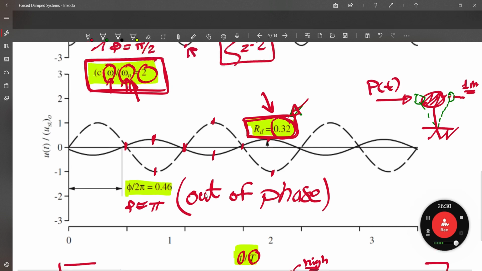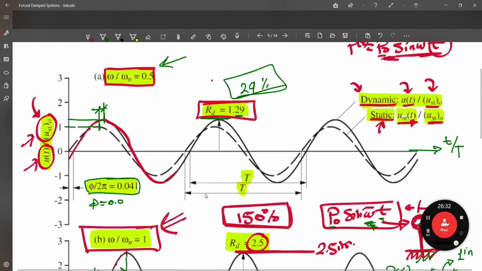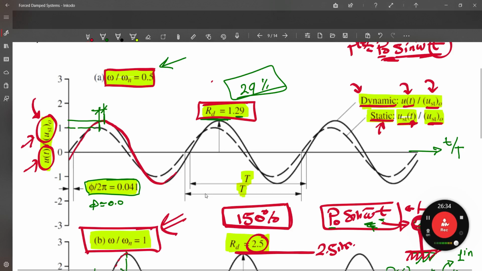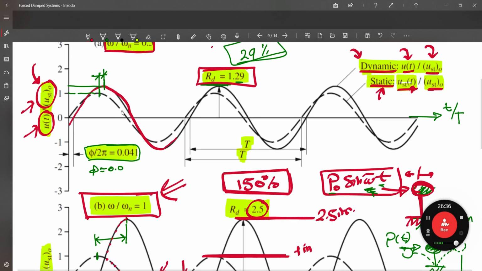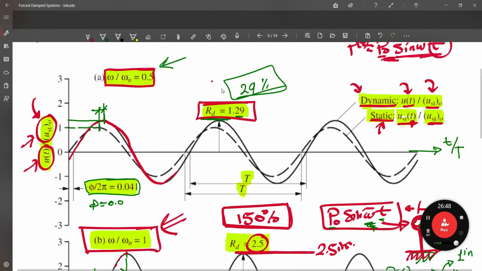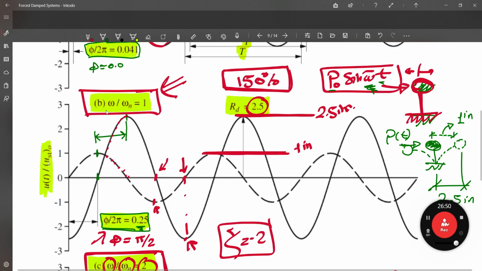But if you go up, you're going to find that both of them are working at the same time. The maximum amplitude of the excitation force is in phase with the maximum response of the structure. And the worst case scenario happens when we have omega over omega n equal to 1. This is the resonance, where we are going to have our RD equal to 2.5.